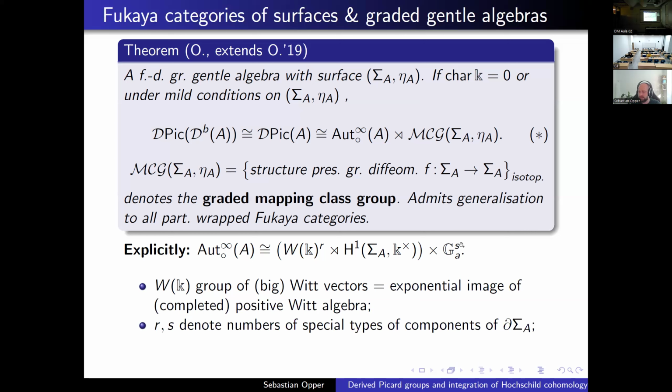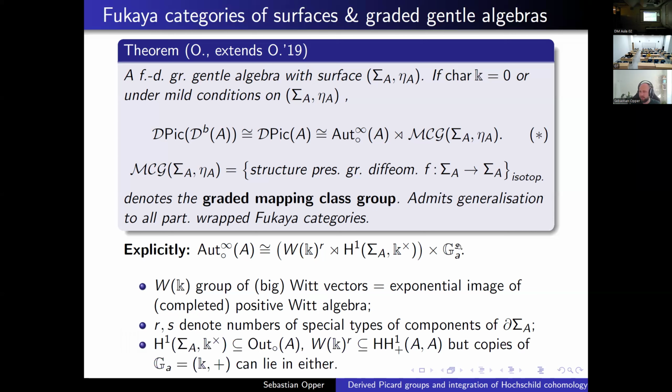And then, okay, R and S mean certain numbers of boundary components on the surface. And there's one thing about this kind of invariance of this group. This cohomology part from the surface that shows up in this group always sits in the automorphism part, whereas the part from the Witt vectors always sits in this integrable part. It comes from the exponential. But then you have this third type of contribution, the additive group, and they can lie in either of them.